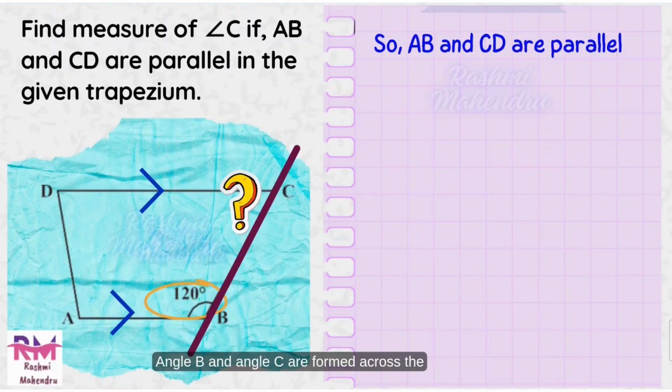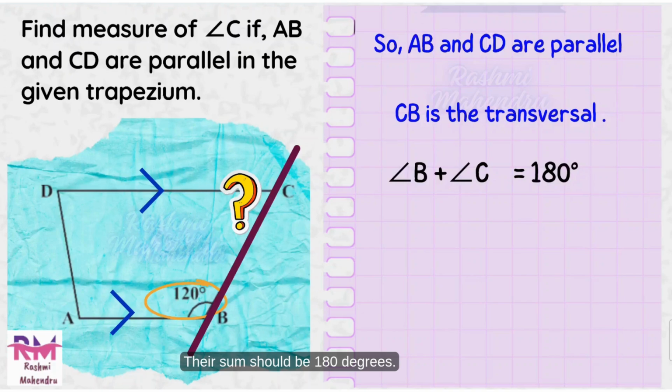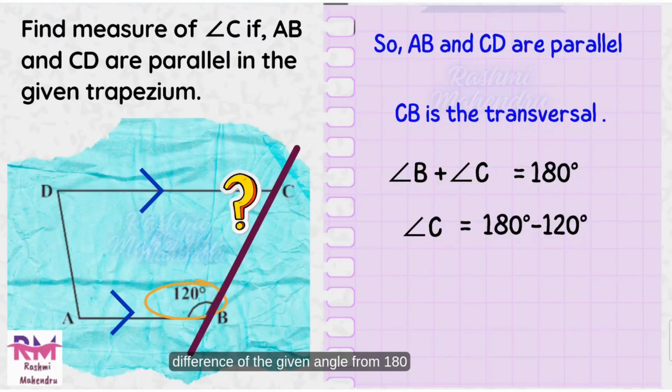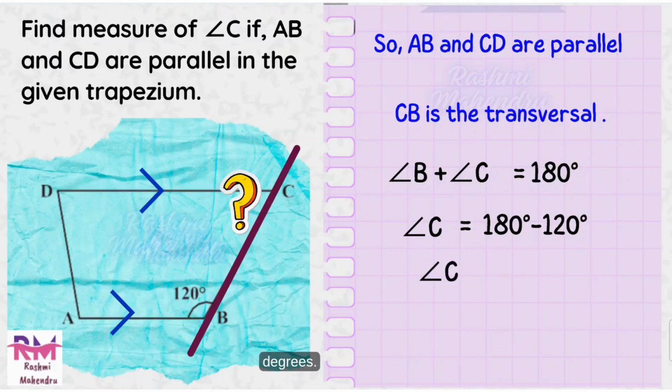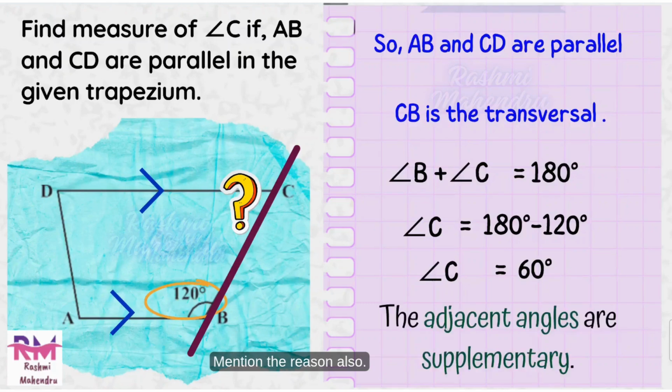Angle B and angle C are formed across the same leg or transversal. That means they are adjacent angles or co-interior angles. So what should be their sum? Their sum should be 180 degrees. That means if I have to find the measure of the missing angle C, I will simply find the difference of the given angle from 180 degrees, and this measure comes out to be 60 degrees. Mention the reason also. The adjacent angles are supplementary. You can also write that the co-interior angles are supplementary.